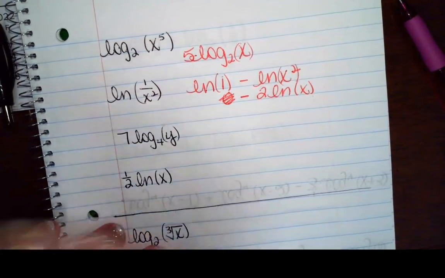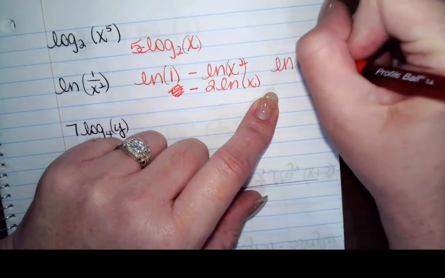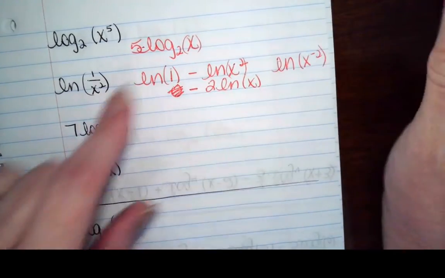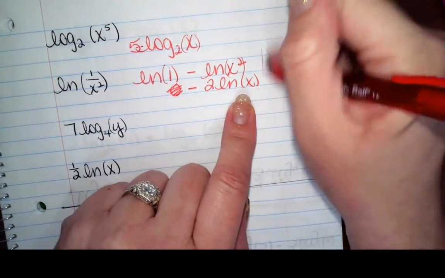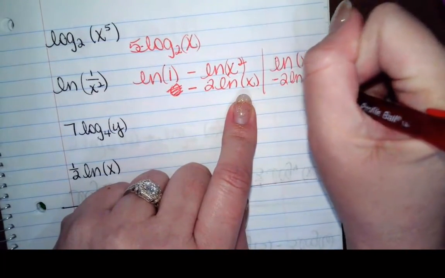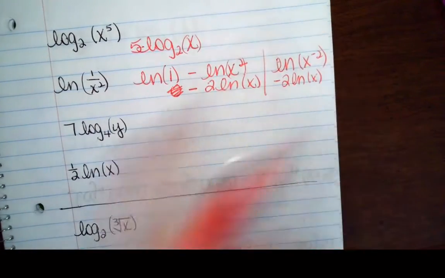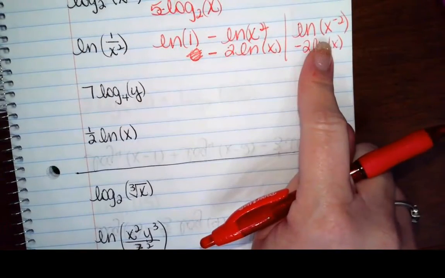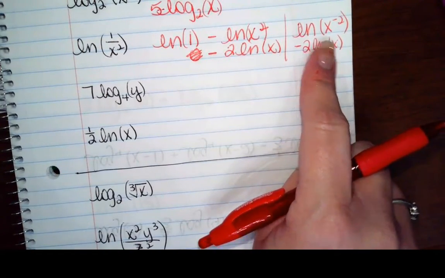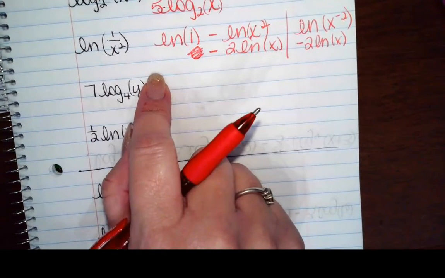I could have brought this up as a negative exponent to start with. And then I could have just dropped my negative 2 out front. So I would have had a negative 2 natural log of x, and I would have gotten the same thing. So now you see, again, why we're using negative exponents. So I've expanded those two. If I'm expanding, exponents are a no-no. They are off limits.